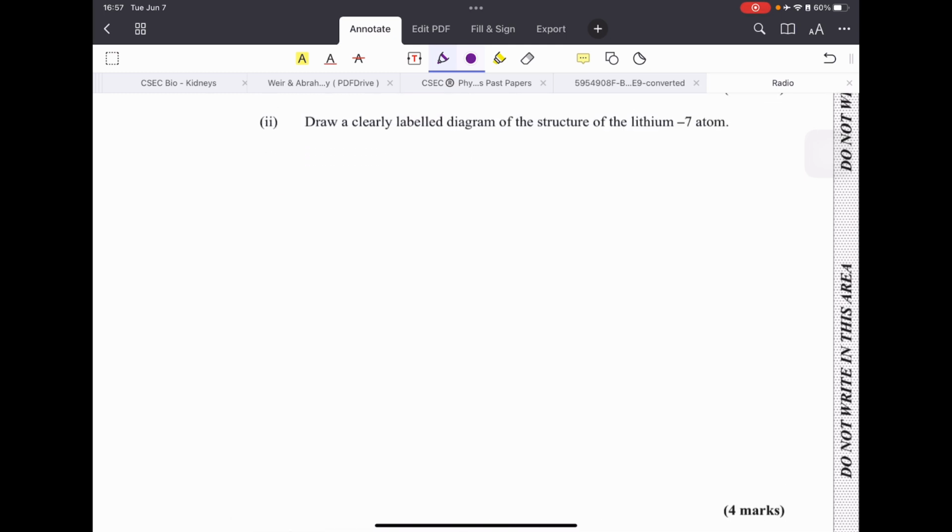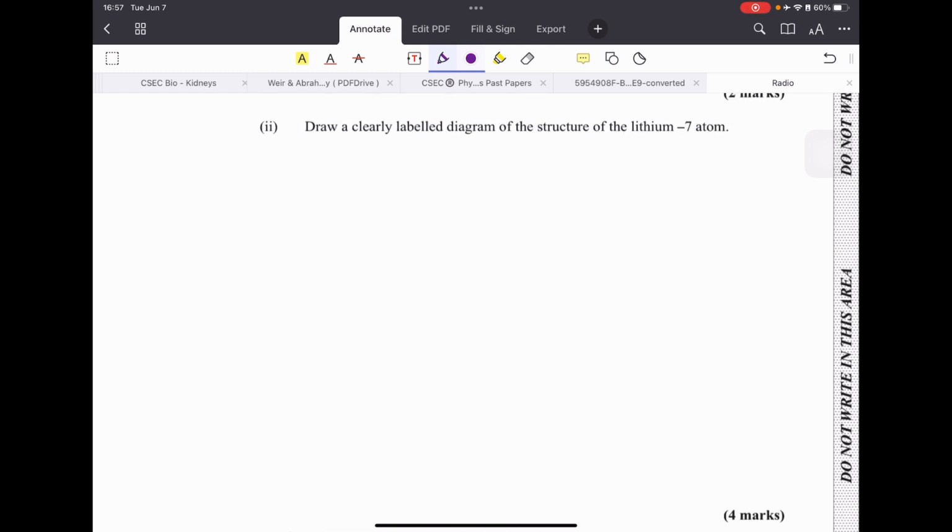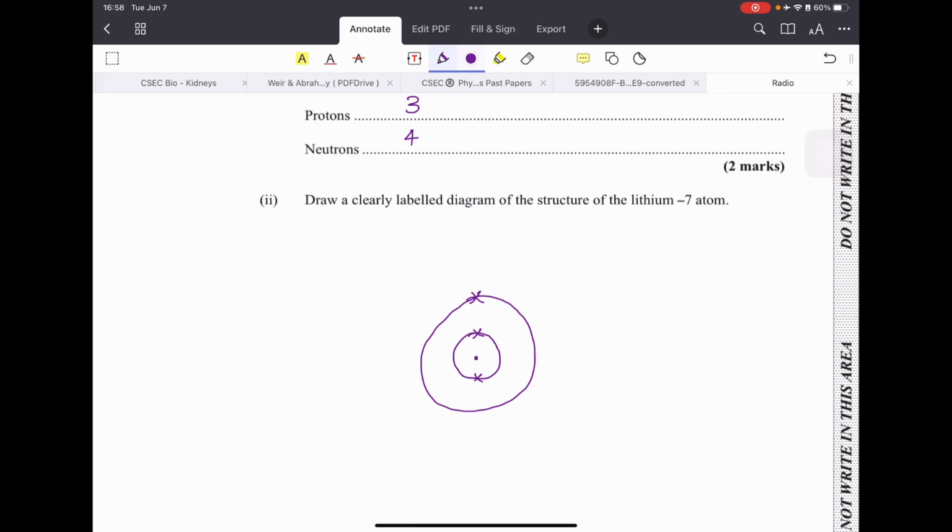Now a very easy format here. We just need to draw a labelled diagram of the structure of lithium, and this is from your basic chemistry, right? So we have the nucleus here, we have the innermost ring, and then we will draw one more ring. So we have 2 electrons here, and then we will have 1 more electron there. So remember, the amount of electrons is the same as the amount of protons, or the atomic number. So we have to label it, right? So this is the nucleus. And in the nucleus, we could say it has 3 protons, 4 neutrons. And this is an electron. Okay?